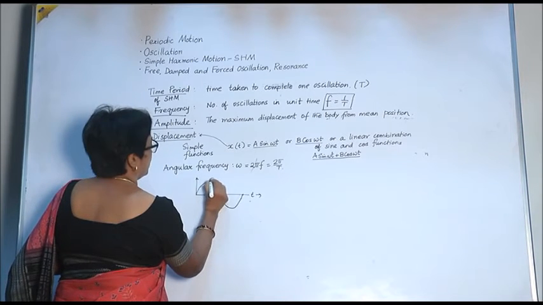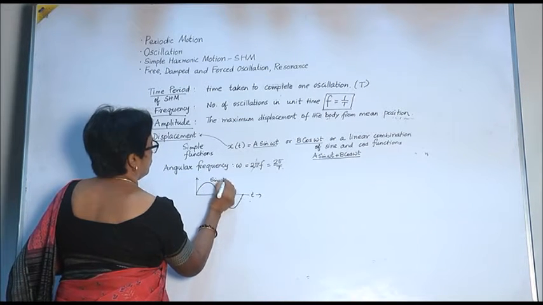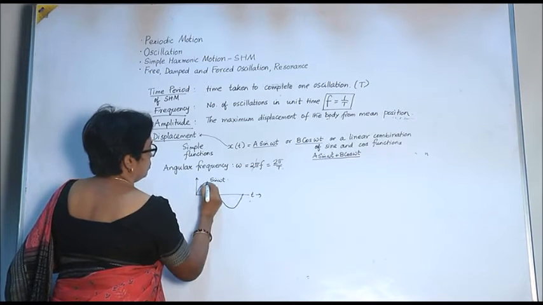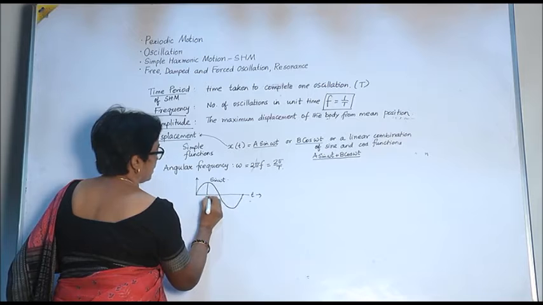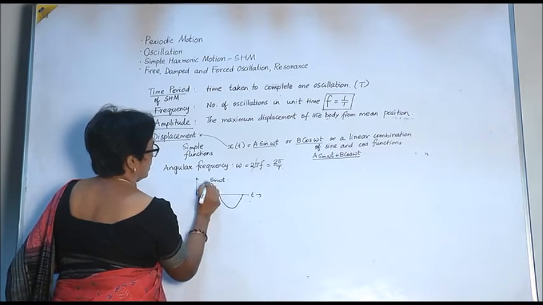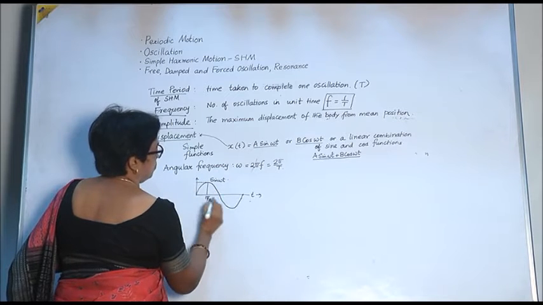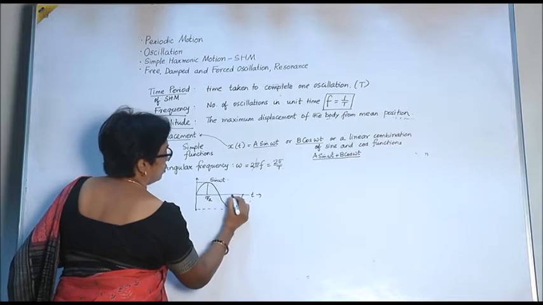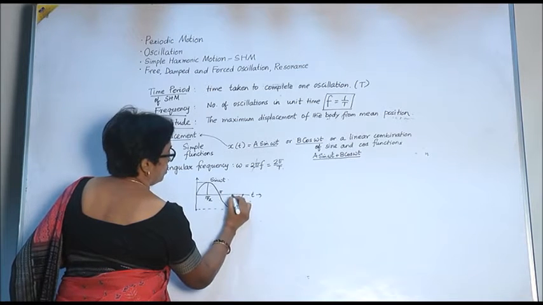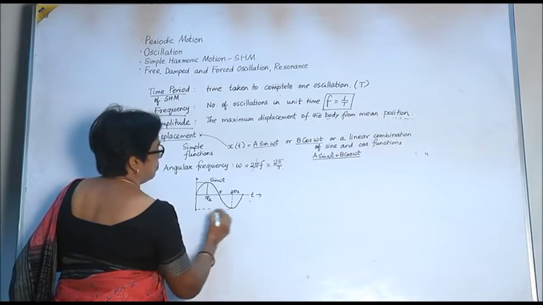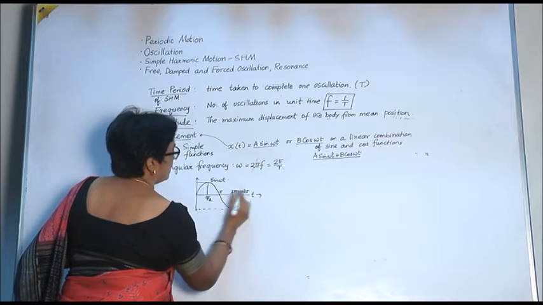This is your sin omega t. That is, it is 0 at 0, at pi by 2 it is maximum, let us say 1, multiplied by A. So this is the maximum. This is on the negative side, it goes to minus 1. So at pi it is 0, at 3 pi by 2 it is negative maximum, and again at 2 pi it is 0.